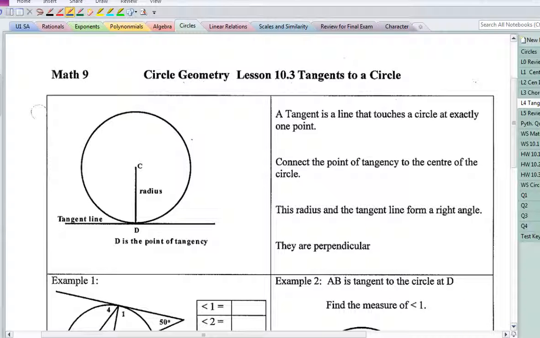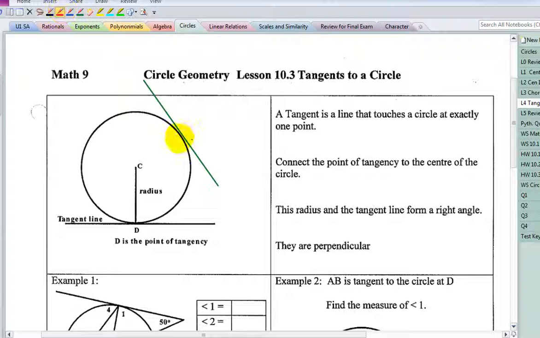Okay, so what we can do here is draw a line, any old line, and it's not touching the circle. Now, as I make this line closer and closer, at one point it's going to just touch the circle in one spot right there.